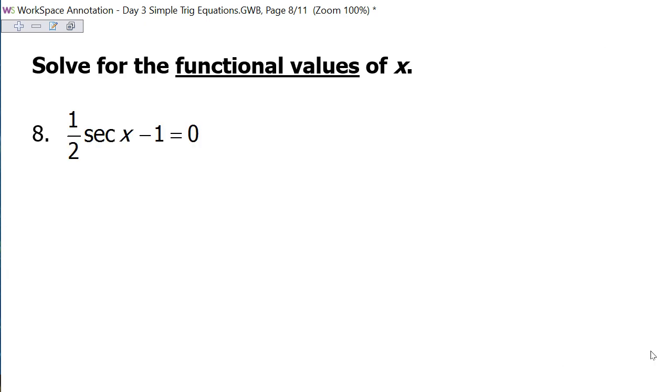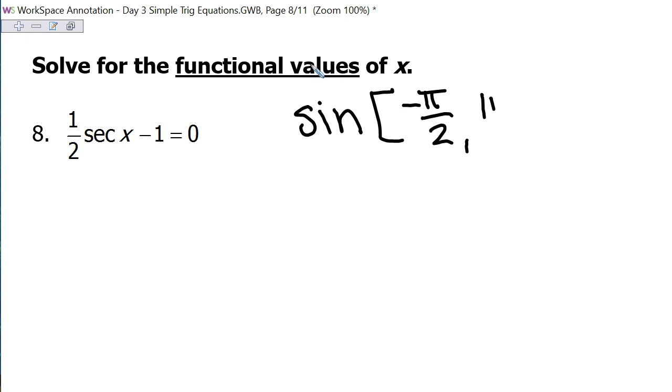Okay, the last section. Now the instructions change for us, and it says to solve for the functional values of x. This is a recap of what we did yesterday. If it says functional or principal values, it's the same instruction. We learned the intervals yesterday, and we said sine is functional from what to what? Negative pi over 2 to positive pi over 2, inclusive. So negative pi over 2 could be an answer, and pi over 2 could be an answer.